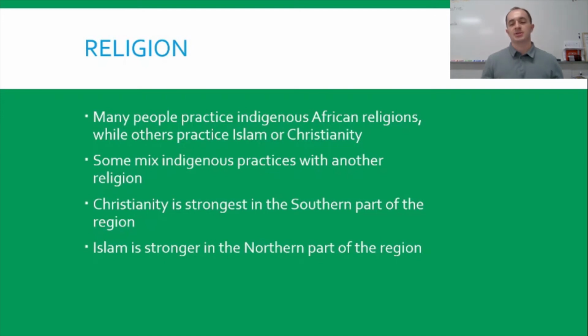Christianity is strongest in the southern part of the region, places like South Africa, while Islam is strongest in the northern parts of the region, places like Ethiopia and Sudan. So we can see the influences of the people that moved into these areas, and the history behind the area has impacted the way that culture is today in the languages and the religion that they practice.